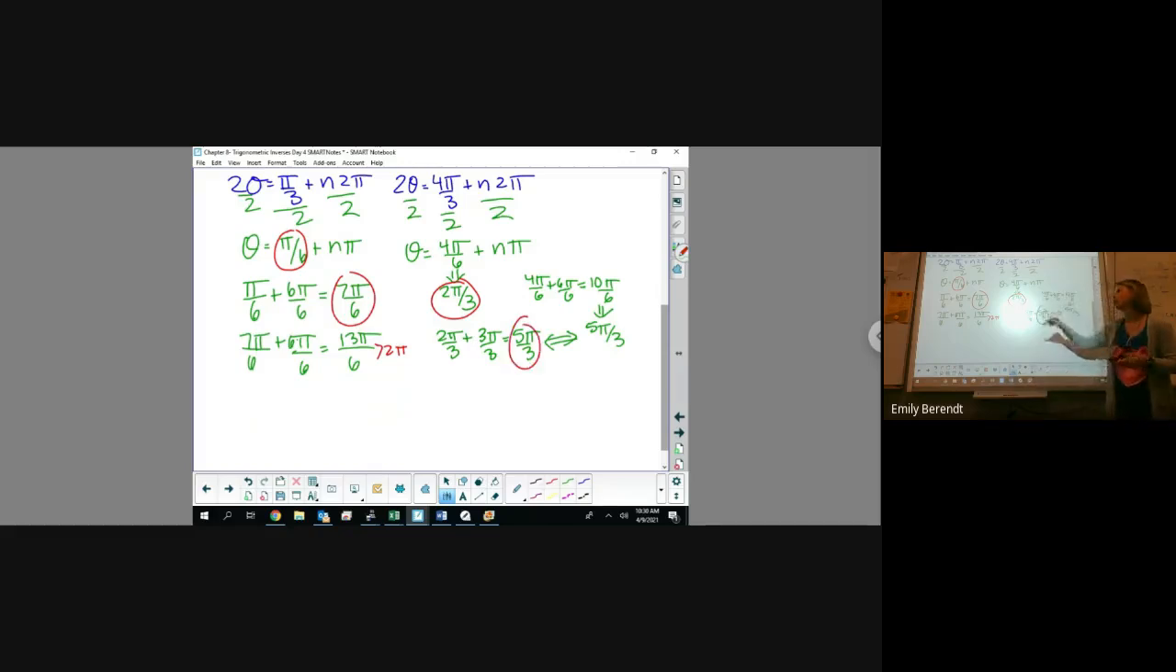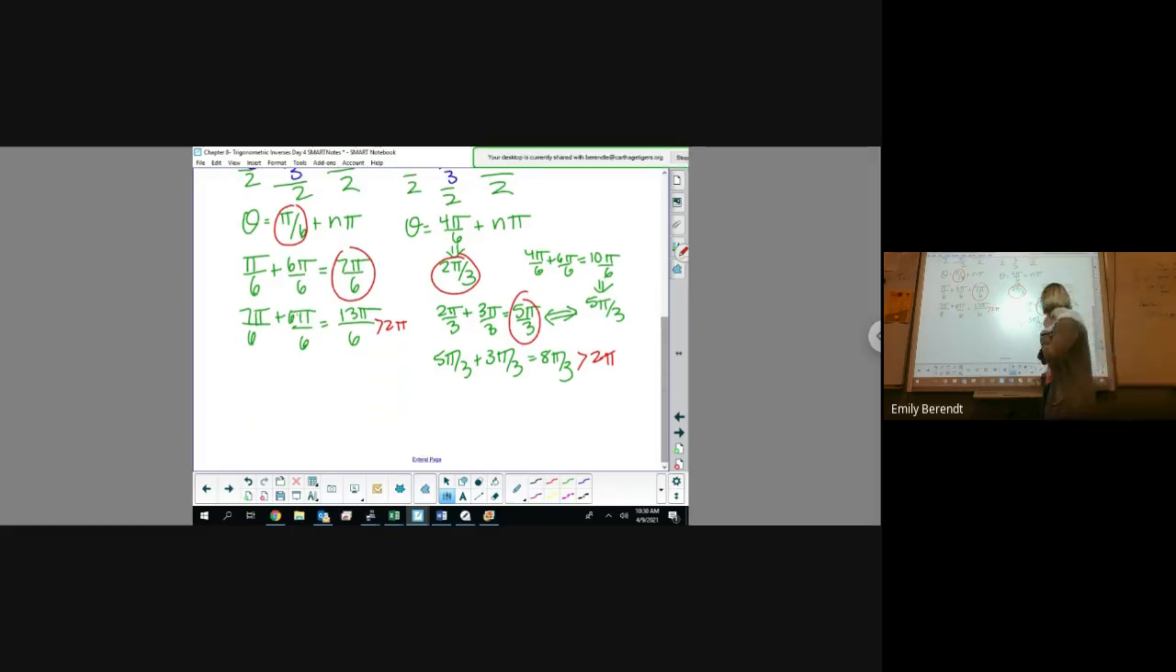Boom. All right. So if we add another pi to 5 pi over 3, what would happen? 5 pi over 3 plus another 3 pi over 3 gets you 8 pi over 3, which is greater than 2 pi. So how many answers? 4. We're going to have theta is an element of the solution set.